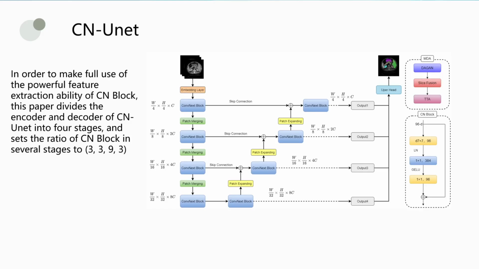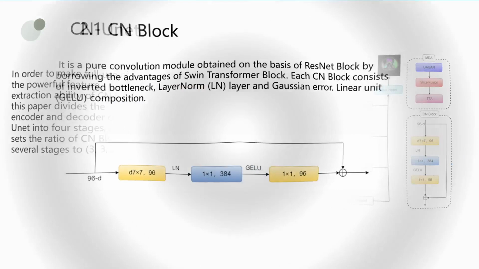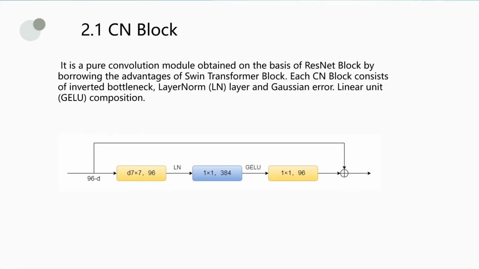CN-Unet is an encoder-decoder structure with a U-shaped architecture, as shown in the figure. CN-Unet has the same U-shaped structure as the classical UNet and is mainly composed of an encoder, bottleneck, decoder, and skip connections. The basic unit of CN-Unet is the CN block. Specifically, the encoder consists of an embedding layer, 3 CN modules, and 2 downsampling layers. Symmetrically, the decoder branch contains 3 upsampling layers and 3 CN modules.